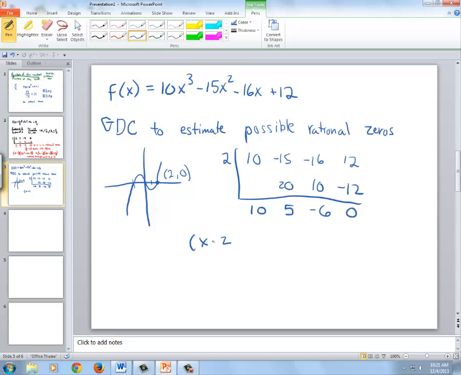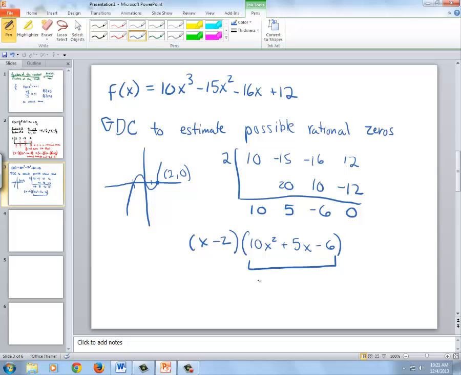answer, and it factors into 10x squared plus 5x minus 6, and we can see if this factors. It turns out it doesn't factor. So once you get to this point, if it doesn't factor, it doesn't have a rational 0. The only rational 0 is 2, so we can use the quadratic formula, or we can use completing the square to find the other zeros.